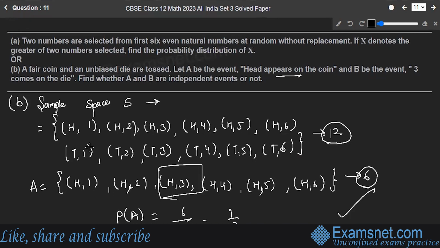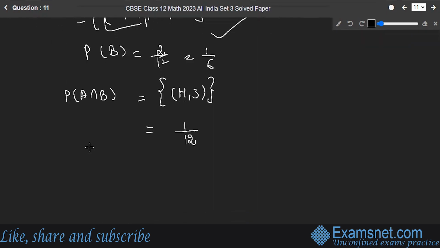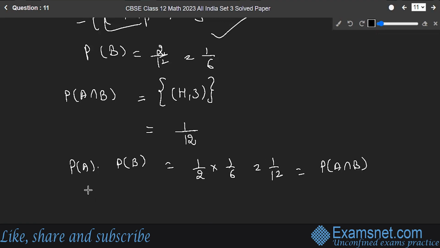Find whether A and B are independent events or not. Okay, so let's find the product of P(A) and P(B). That's equal to 1 by 2 into 1 by 6, which is equal to 1 by 12, which is equal to the probability of A intersection B. Therefore, A and B are independent events.